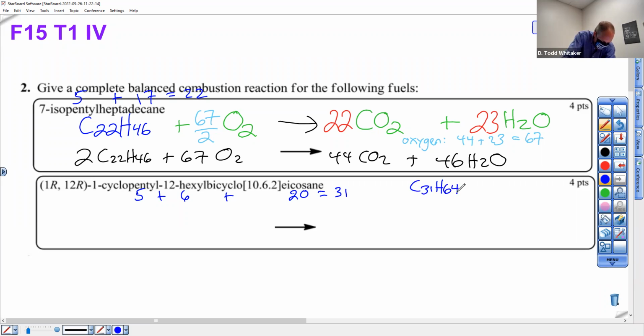Now, how many cyclos are there? 3. Sorry. There's 3 cyclos. One of them is cyclopentyl, and the other is the bicyclo, which has 2 rings by itself. So 3 rings. So C31H64 is now C31H58.